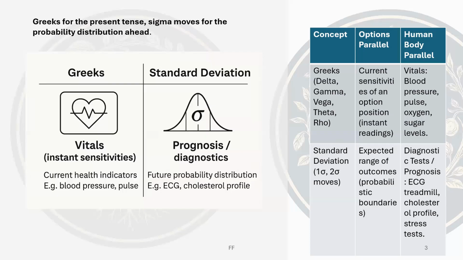So while Greeks answer, if the market twitches now, how does my position respond now? The standard deviation will answer, how much twitching should I reasonably expect? And what's the safe zone and what is the danger zone? Notice that is why probability is a much more important aspect of our design, and if we just focus on the Greeks, it will lead us to a myopic vision of the outcomes. The Greeks are the present tense, and the standard deviation and the probability distribution are how the future looks ahead.